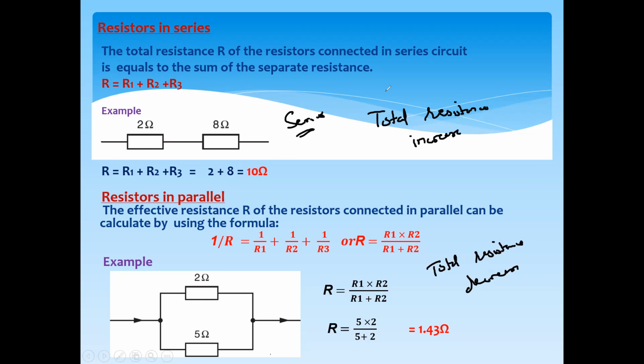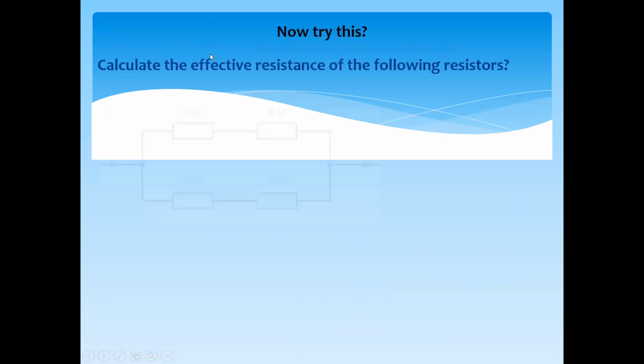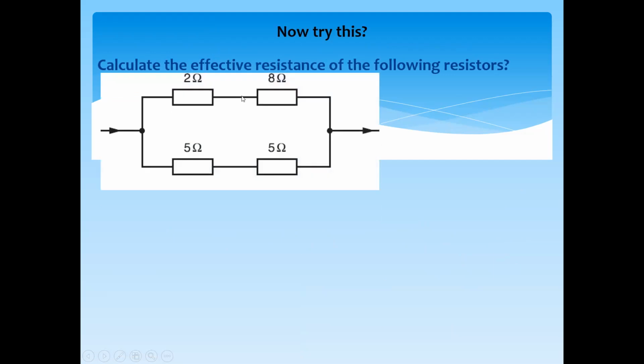Now some examples of finding the total resistance. We want to find the total resistance of this whole combination. First, you can see the 2 ohm and 8 ohm are connected in series, so the combined resistance will be 10. And this 5 ohm and 5 ohm are also connected in series, so the combined resistance will also be 10.